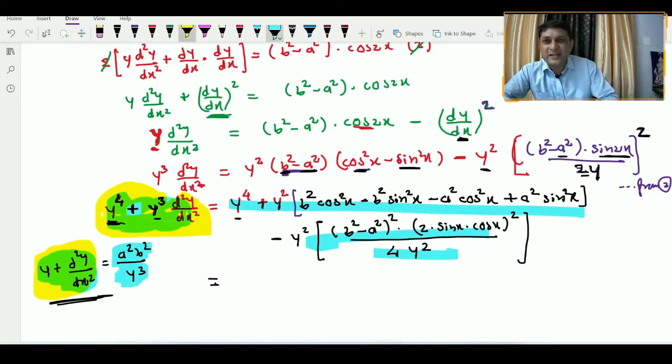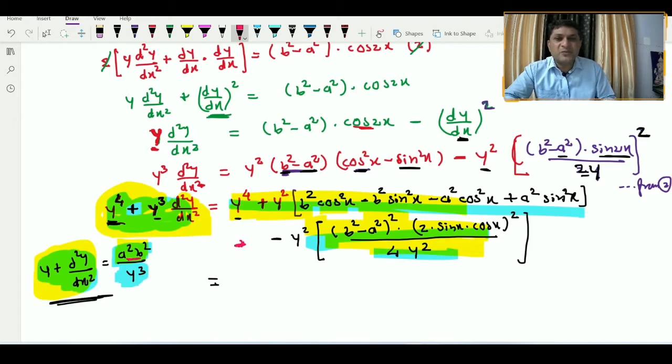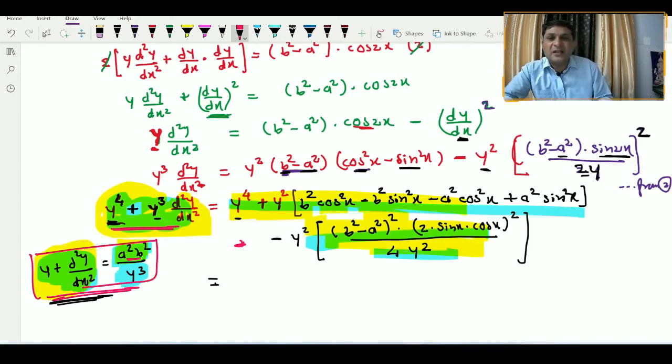Means to get our required result on simplifying this side, we have to get what? a square b square. So let us simplify this right hand side and try to get a square b square on this side, means after simplifying it a square b square, and later on dividing both sides by y cube, we will get our required result. This is our required result. Well, let us simplify it.